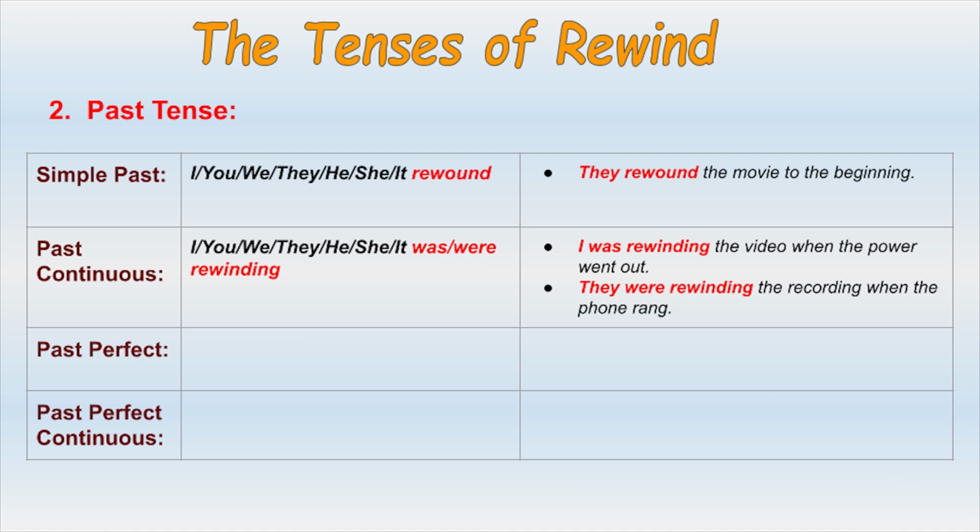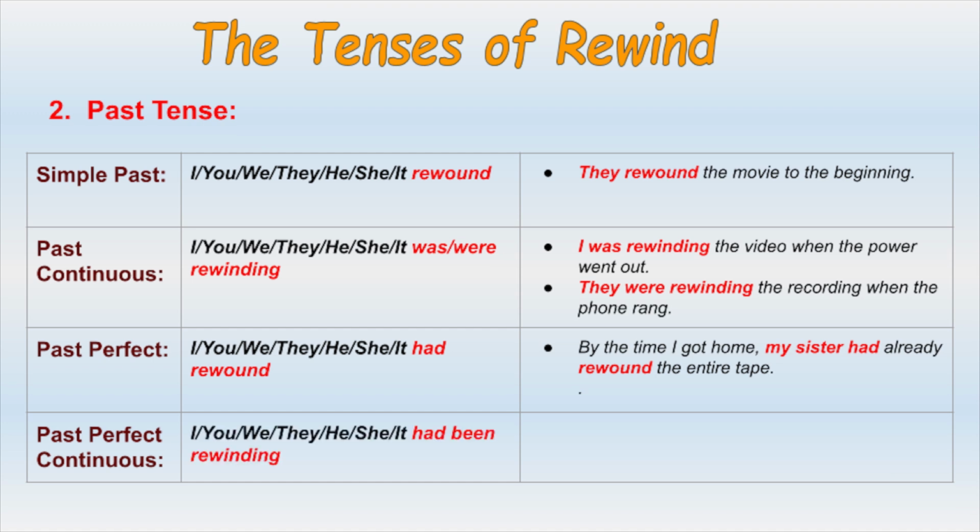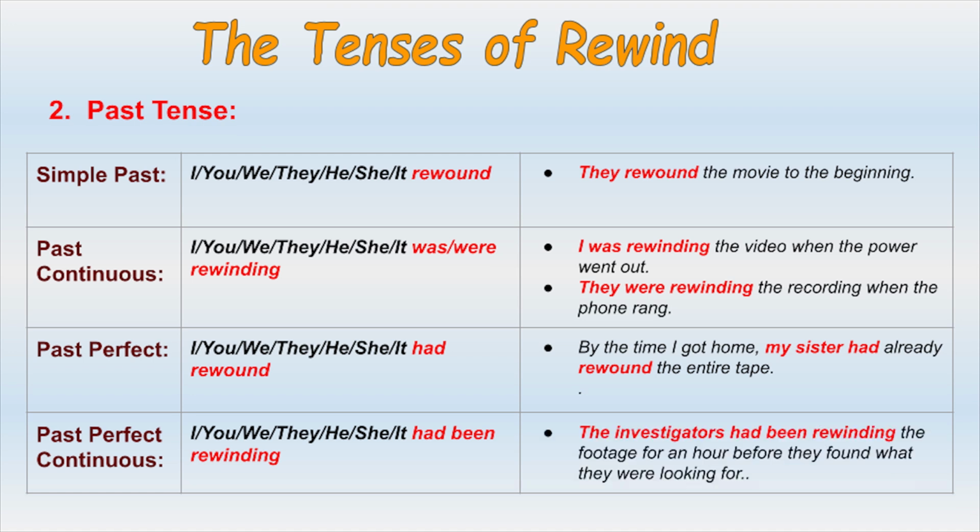For the past perfect, I, you, we, they, he, she, it had rewound. By the time I got home, my sister had already rewound the entire tape. And for the past perfect continuous, I, you, we, they, he, she, it had been rewinding. The investigators had been rewinding the footage for an hour before they found what they were looking for.